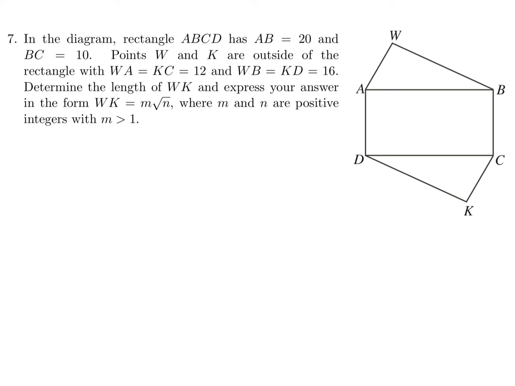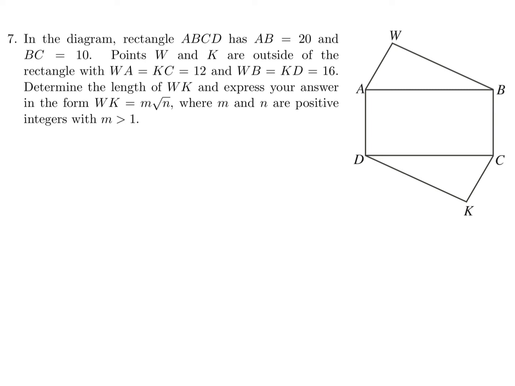In a diagram, rectangle ABCD has AB equal to 20 and BC equal to 10. Points W and K are outside of the rectangle with WA equal to KC equal to 12 and WB equal to KD equal to 16. Determine the length of WK and express your answer in the form WK is equal to M times the square root of N, where M and N are positive integers and M is greater than 1.